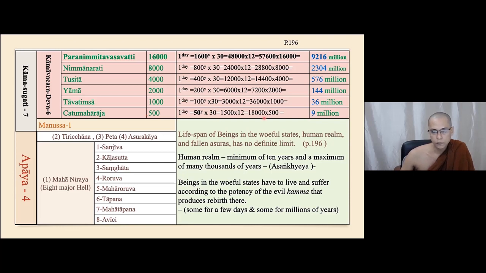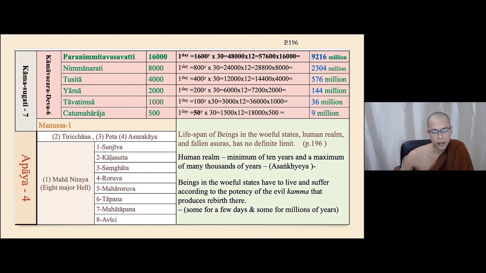Here, if we count by human times, 1 day of Catumaharajika equals 50 years of human times. So 1 day, 50 years, and 30 days a month, so 1,500 years. And for 1 year, 18,000. And 500 celestial years equal 9 million human years.